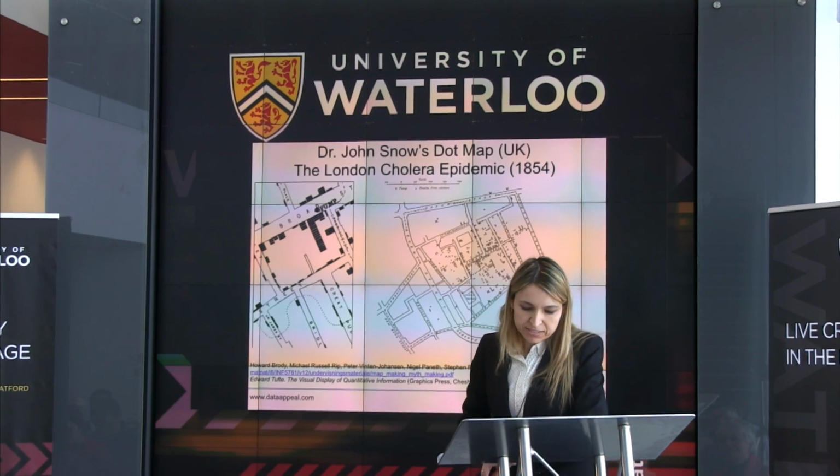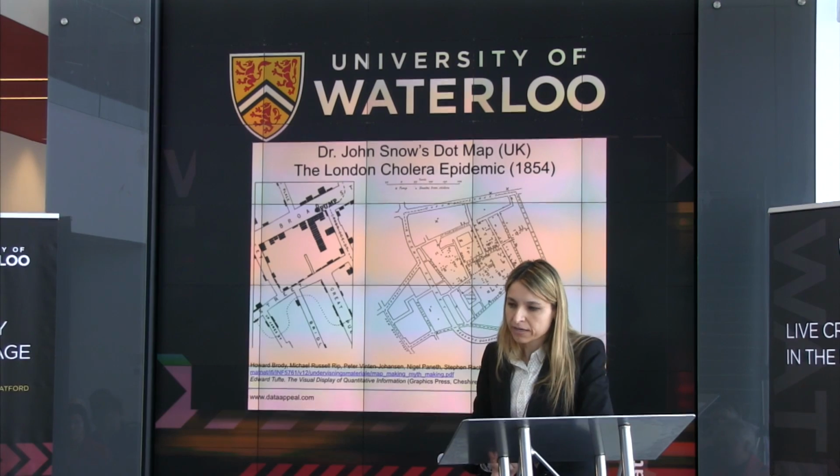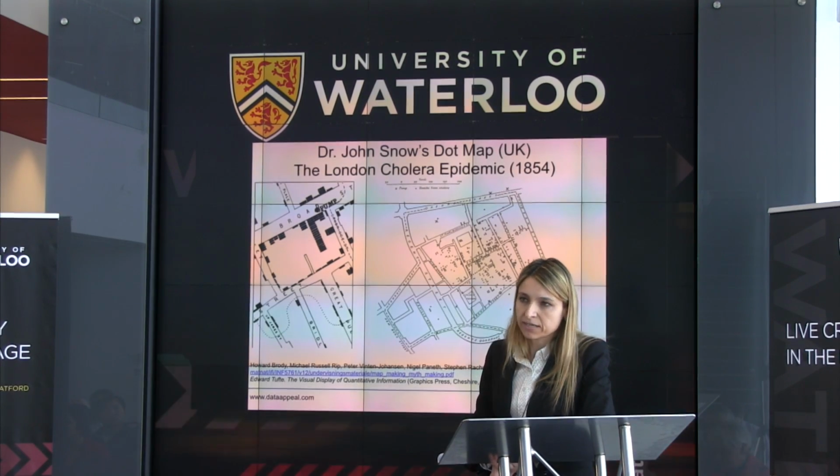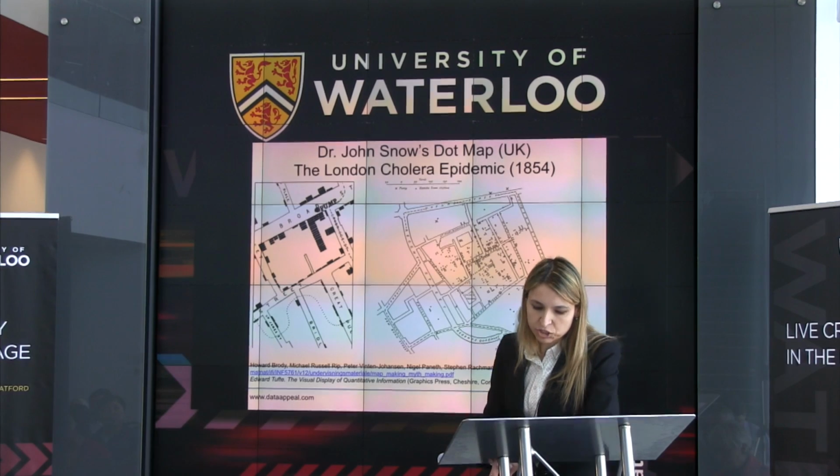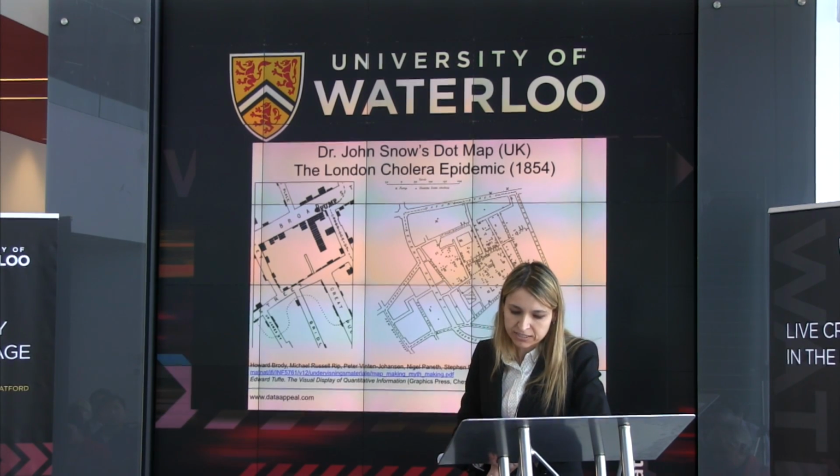Another very interesting key map is this one by Dr. Snow, the dot map of 1854. This dot map was used to track and visualize disease data. This is a good example to speak about how data visualization led to the discovery of the source of an infection epidemic.